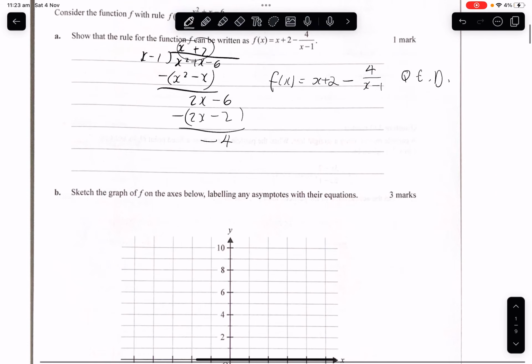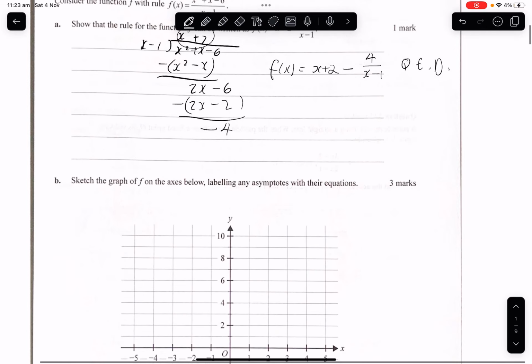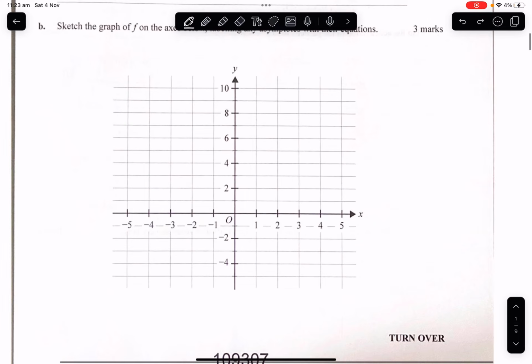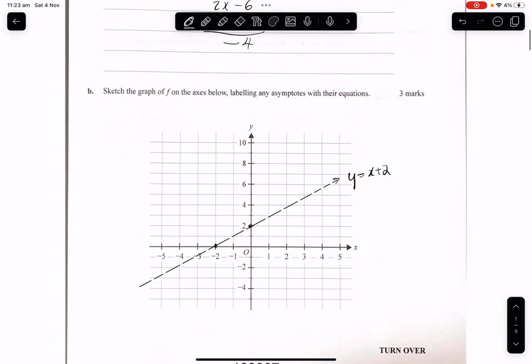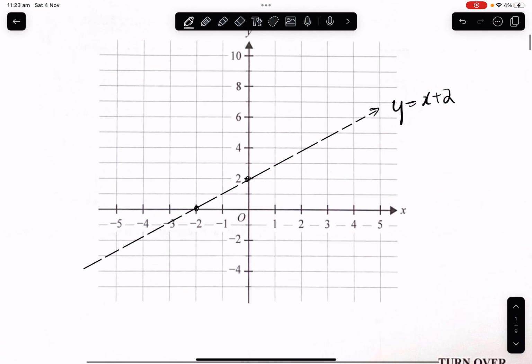Now they want us to sketch it. So you've got the functional asymptote x plus 2. So that's y is equal to x plus 2. Then you've got the x is equal to 1 asymptote.